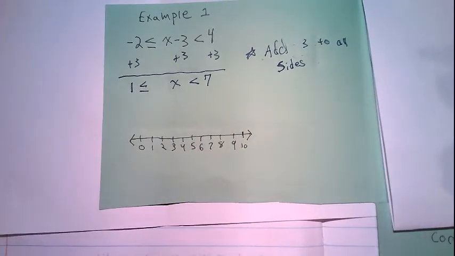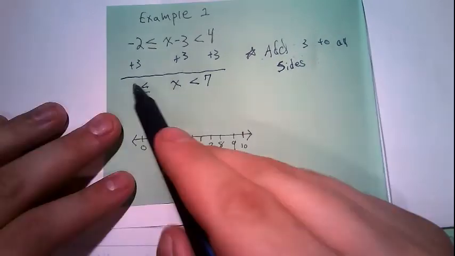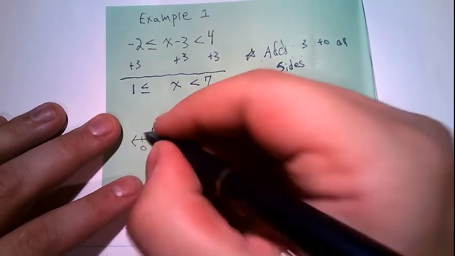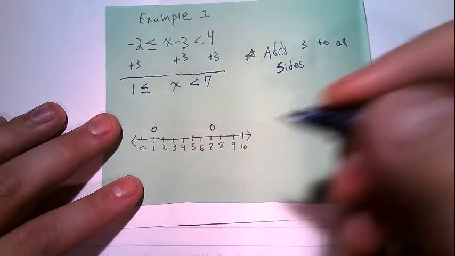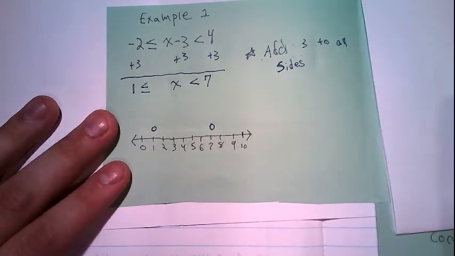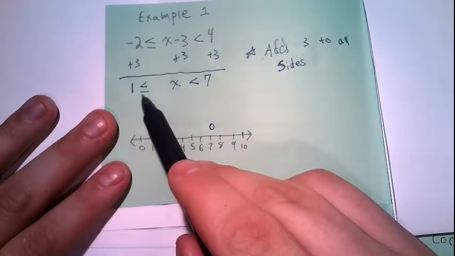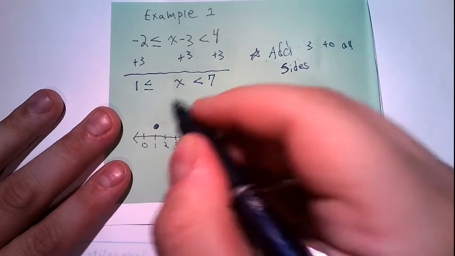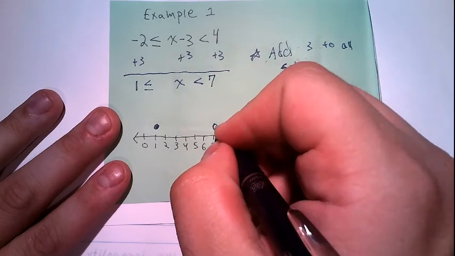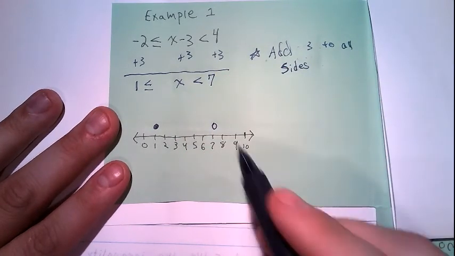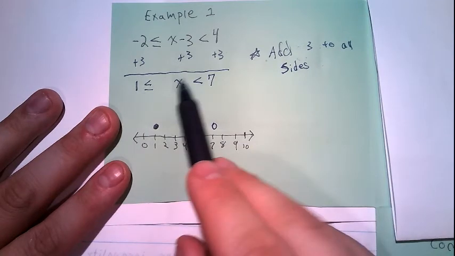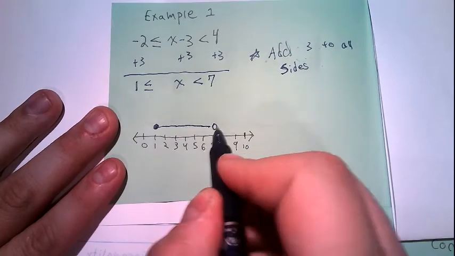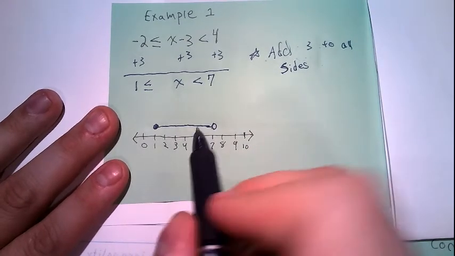So how do I show that on the number line? Well, I know that it's between 1 and 7, so I'm going to put circles on 1 and 7. I know that it could be 1, so this should be a closed circle. Can't be 7, so that should stay open. And x are the values between those numbers.